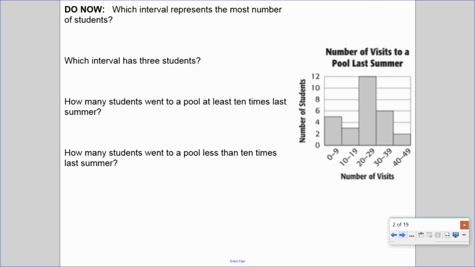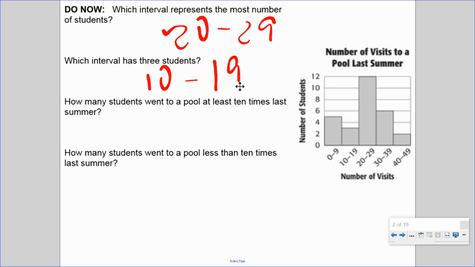So what we're going to do now is go over another histogram. Which interval represents the most number of students? As you can see, the mode, or most number of students, is shown here. This is a histogram about the number of visits to a pool last summer. As you can tell, most of the students visited 20 to 29 times. Which interval had exactly 3 students? This one, from 10 to 19 visits.